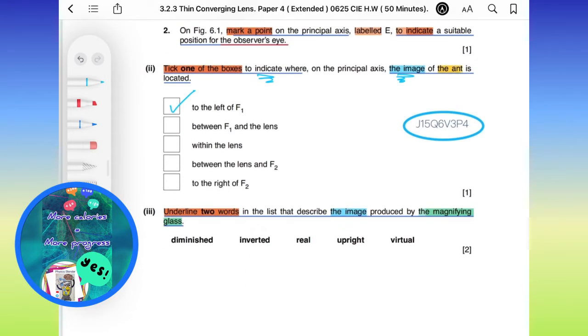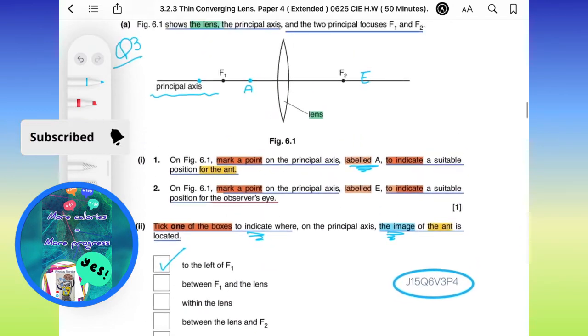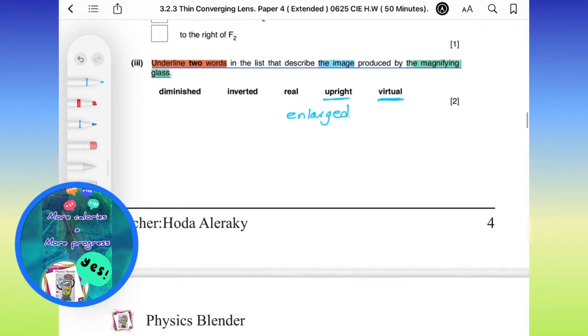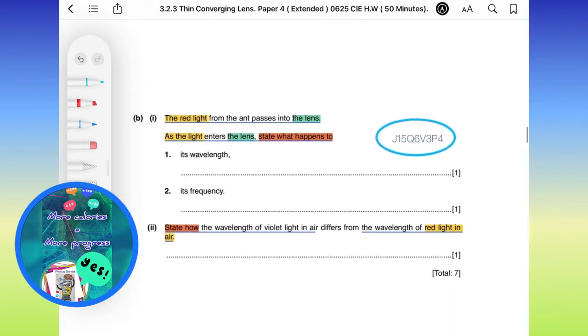Underline the words to describe the image produced by the magnifying glass here. It will be for sure virtual and upright. You can underline, don't circle, to follow the instructions. So it's upright and virtual, and by the way it's enlarged. So no need here to draw, we are just trying to discuss more important points about the magnifying glass.